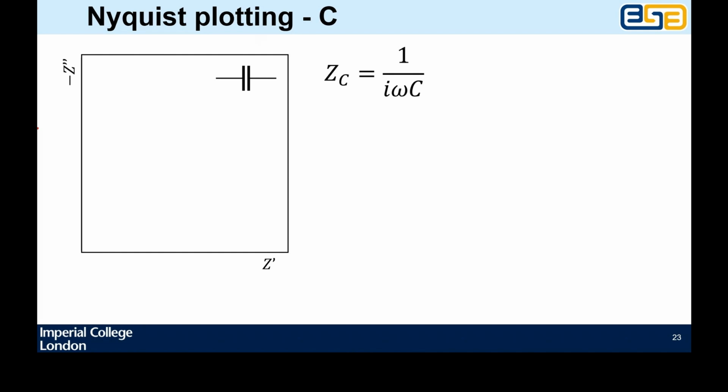And we're going to do the limit as omega goes to infinity, so at very high frequency, of Z_C. What happens as omega becomes a very large number? 1 over omega becomes a very small number. So this is going to go to 0. Okay?